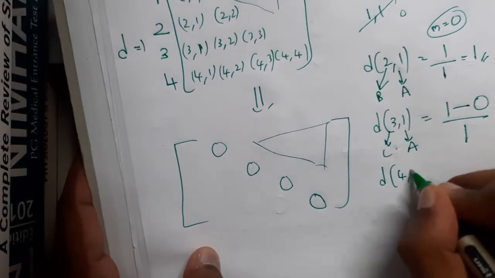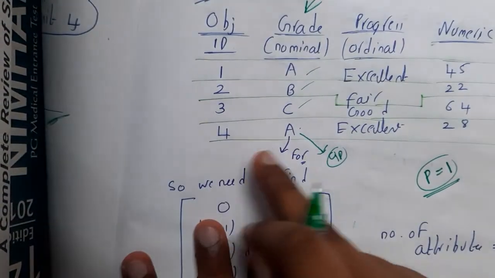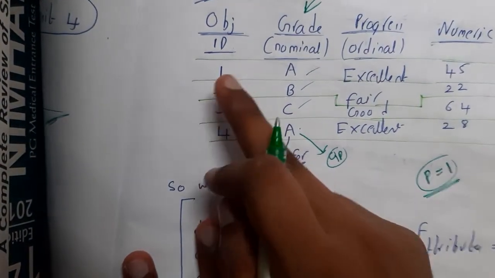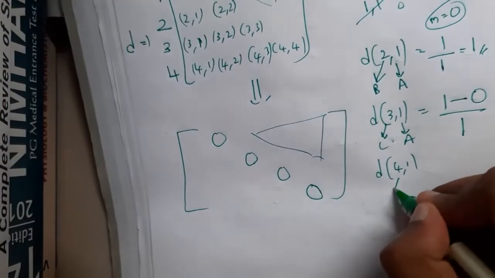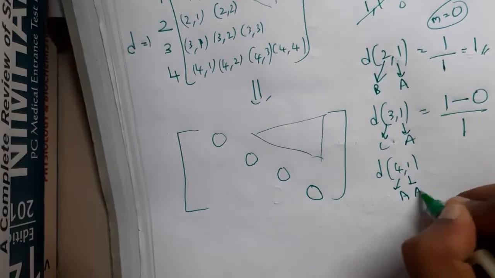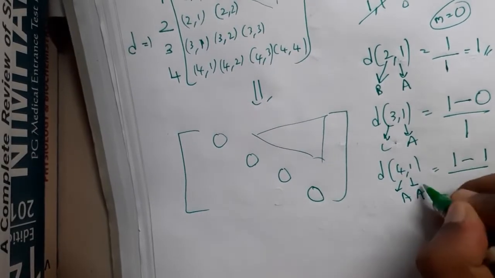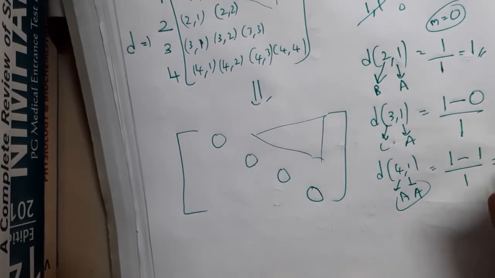Similarly, D of 4, 1. So now observe. What is a 4? It is A, the code of 4 is A. And what is the code of 1? It is A. So for both of them it is A, guys. So in this situation, 1 minus 1. So here there is a match, right? Yes. So in this situation, we will be getting 0. In this way, you will be solving it, guys.